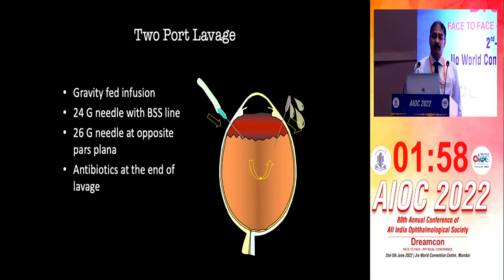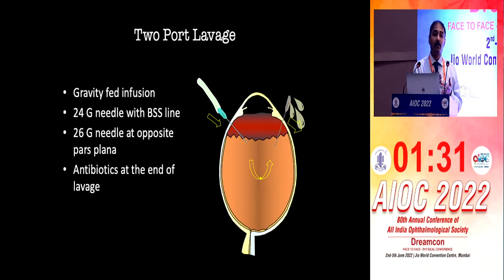This is another of my favorite things that I do even in routine endophthalmitis cases like postoperative endophthalmitis when there is severe inflammation. You may have done a core vitrectomy, but the very next day or 2 days later, you still see that the media is mucky and you can't see much. So I do a 2-port lavage. This is a gravity-fed infusion in a routine IV line. The infusion goes in through a 24-gauge needle, and I just hold a 26-gauge needle at the opposite pars plana and let it drain for about 2-3 minutes.